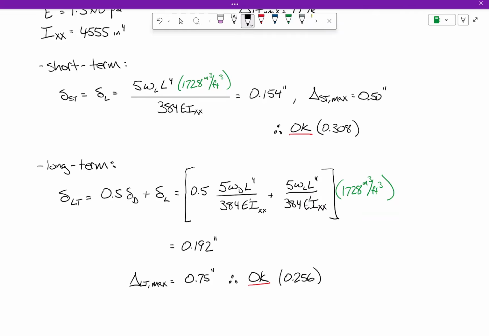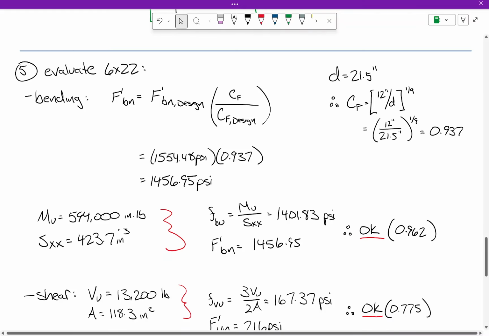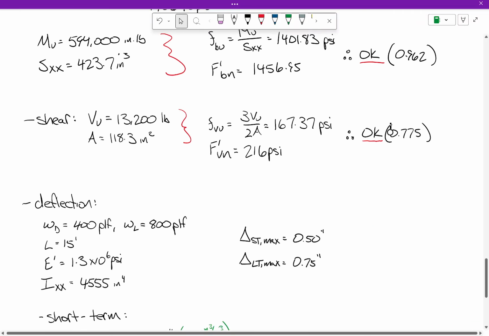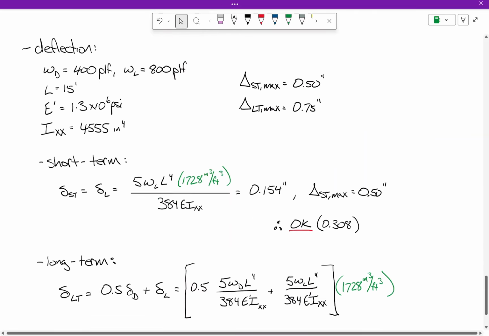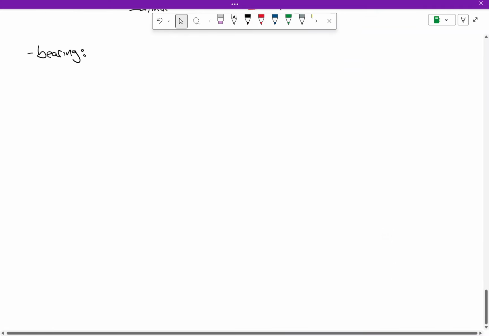Okay. Now we're actually almost done with the problem. So just to be clear, let's recap where we're at. We have a trial shape, a 6x22. We've evaluated bending, we've evaluated shear, we've evaluated deflection. The one thing we haven't evaluated is bearing. Okay, so let's take a look at our bearing limit state.